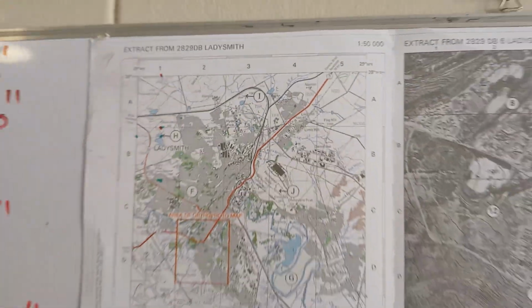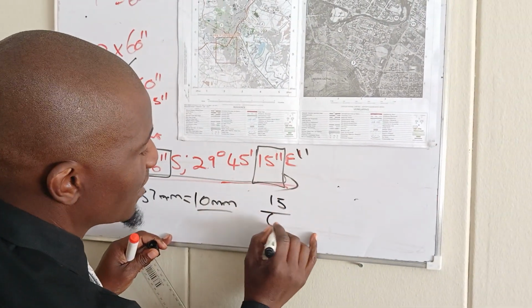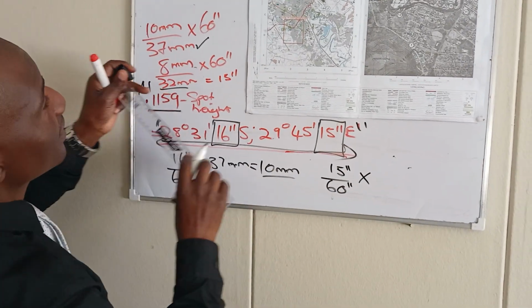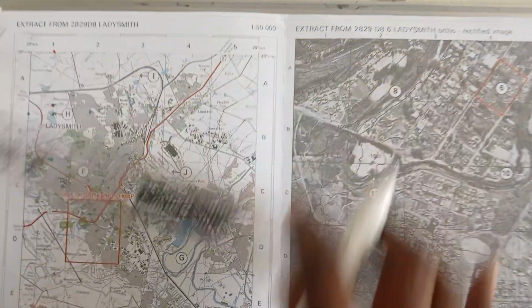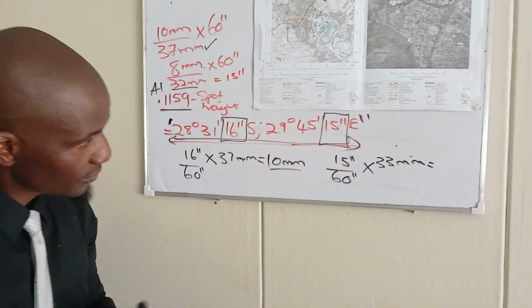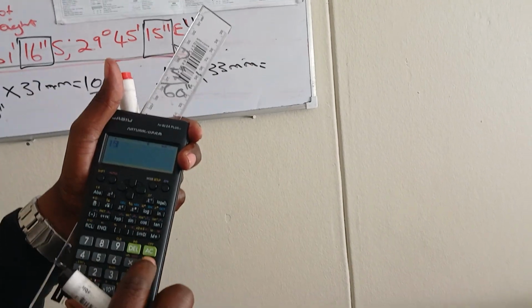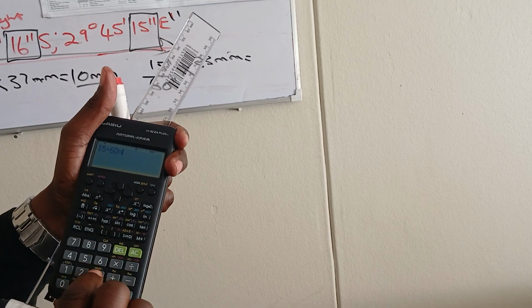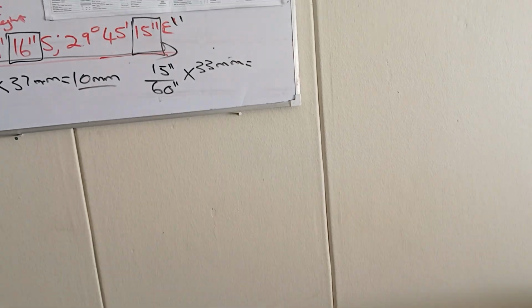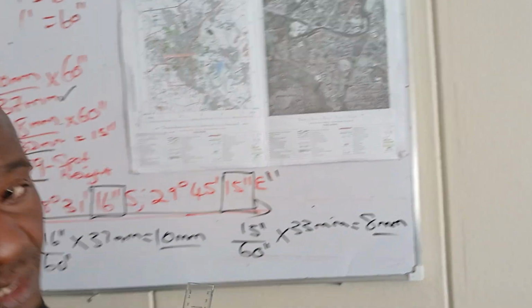I'm going to calculate also in terms of my longitude. I'll take the seconds, which is 15 over 60 seconds, multiplied by the length in relation to the longitude. From there up to there I've got 33, so I'll multiply by 33 millimeters. So 15 seconds divided by 60 seconds multiplied by 33. What do I get here? I've got 8.25, which means my answer here is 8 millimeters. That's how I got it.